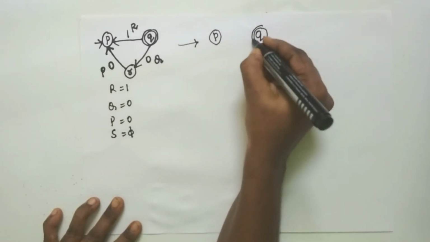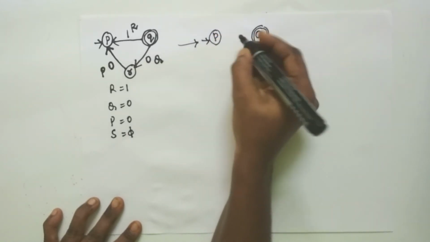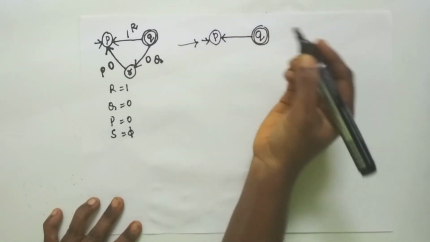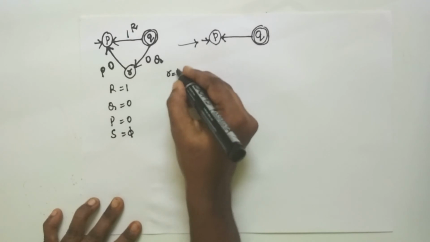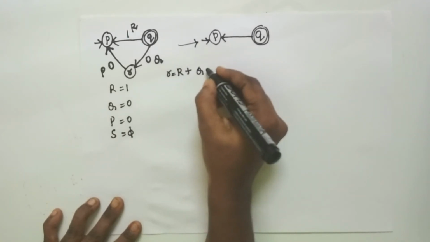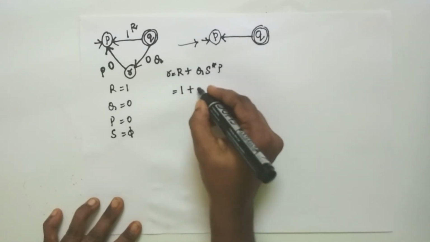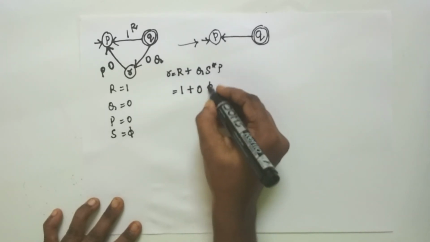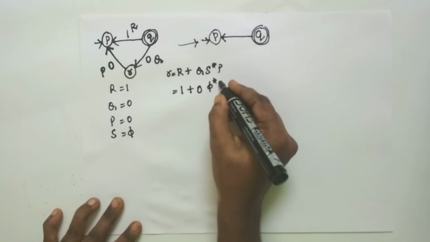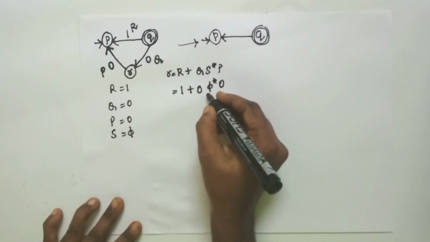So now to eliminate the state R, you need to apply the rule. This is going to be the final state, this is the initial state, and you are going to write the regular expression here. So R will be equal to R plus Q S star P. So R is 1, plus Q is 0, S star is now pi star, and you will have P as 0. Now, as I have already said, the minimization rules have to be applied only for epsilon and pi. So pi star is epsilon.